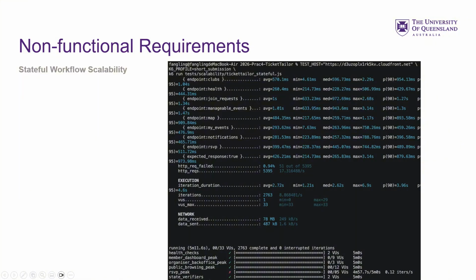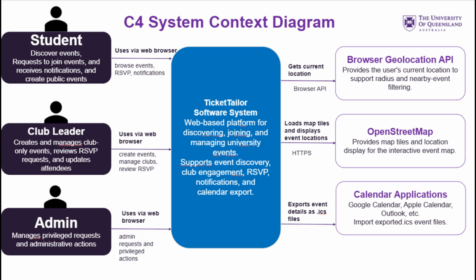Overall, the results show that TicketTailor delivers its key non-functional requirements reasonably well. Security is supported by backend checks and the security headers. Availability and deployability are supported by health checks, Terraform, and the AWS infrastructure. Scalability is supported by K6 test results, while future improvements could include stronger caching and database query optimization.